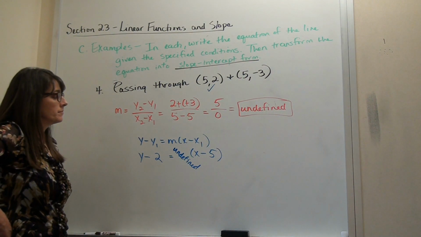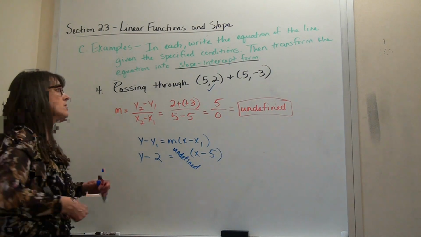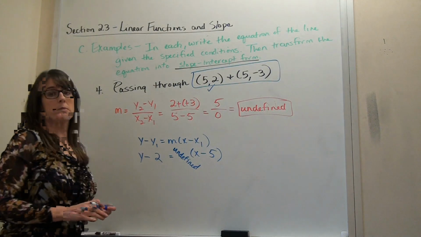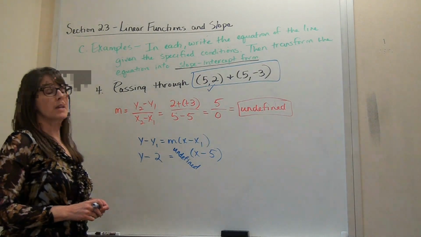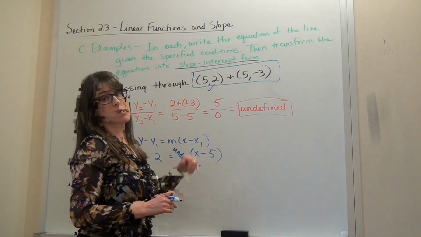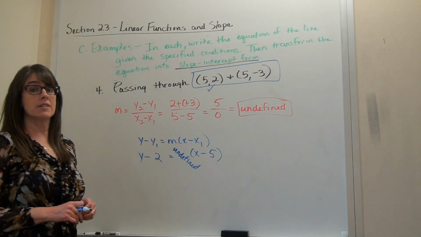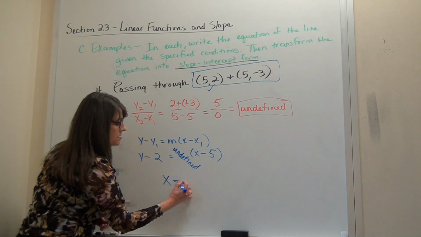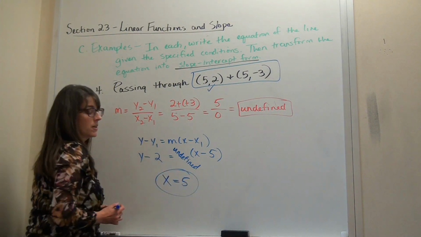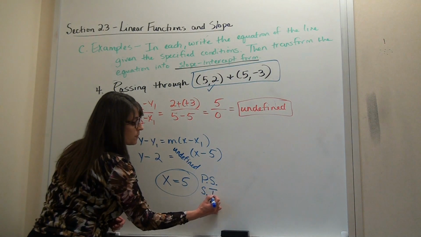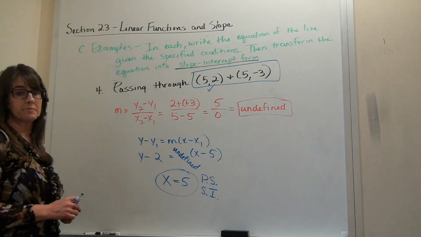Well, if you notice, take a look at the points that are up here. What do you notice about those points? Yes, both of them have the same x-coordinate of 5. How do I write x has to be 5? X has to be 5. So there is your point-slope form along with your slope-intercept form all in the same shot.